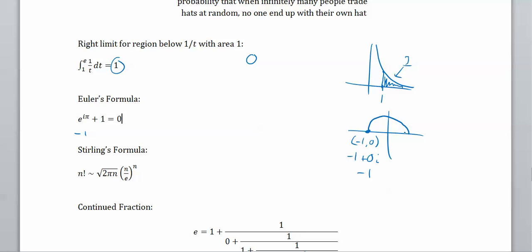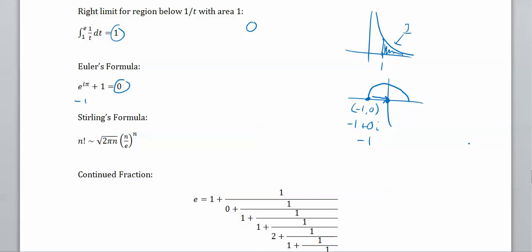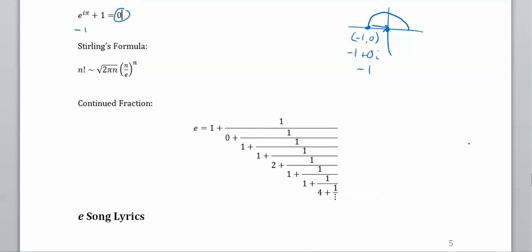Geometrically, this means that if you travel halfway around a circle and then move one distance of 1 that way, you end up at the center of the circle at 0 plus 0i, namely at the number 0. You'll actually be able to prove this formula by the end of Calc 2 as well, again using Taylor series in the last chapter.